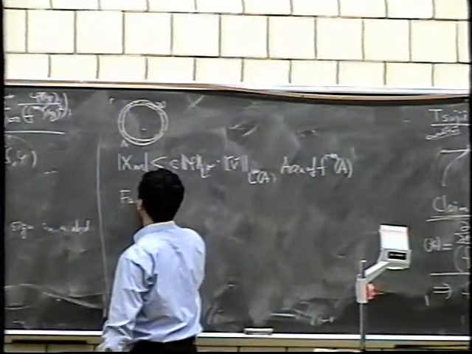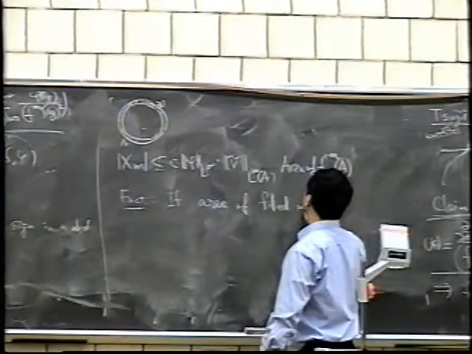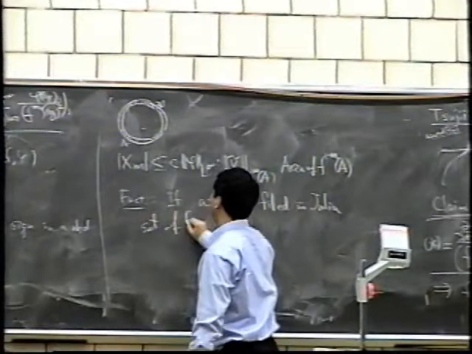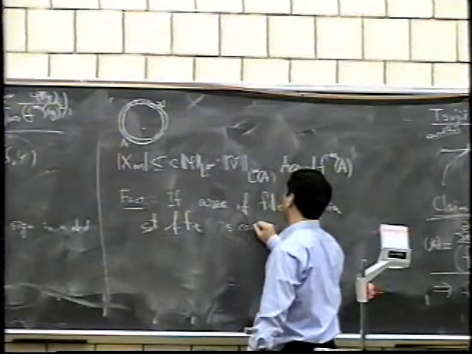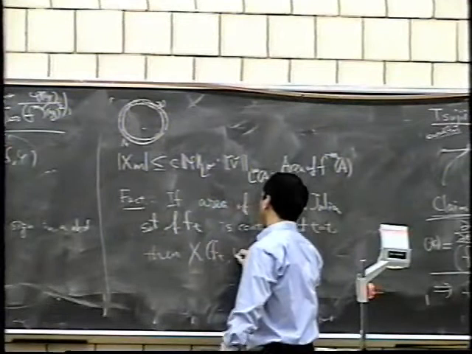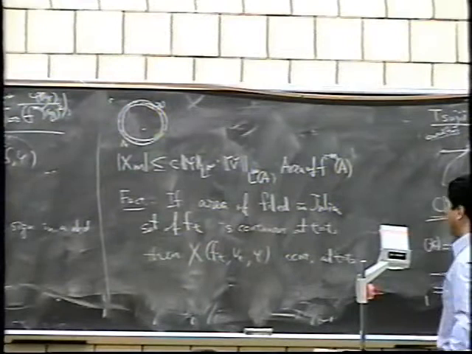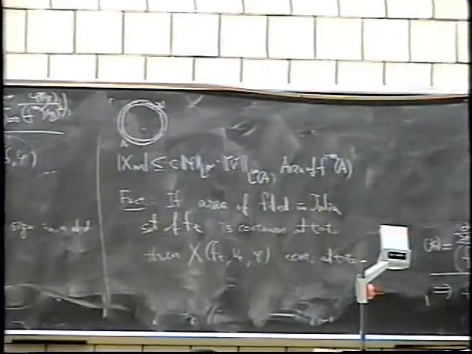if the area of the filled-in Julia set is continuous at the parameter t equals t naught, then x f t dt is also continuous. Then there will be a big problem if the area is discontinuous. And that typically happens when you have a parabolic fixed point.